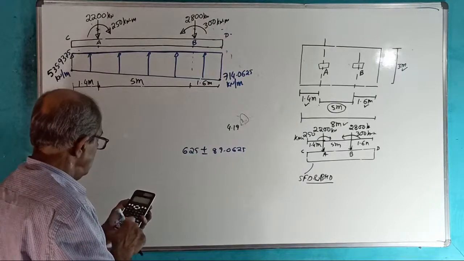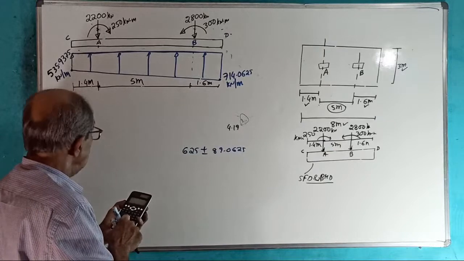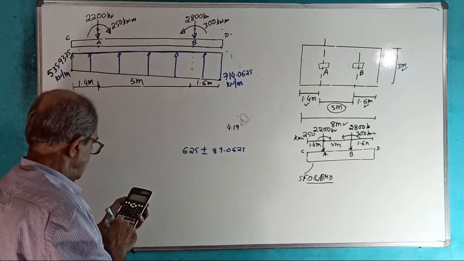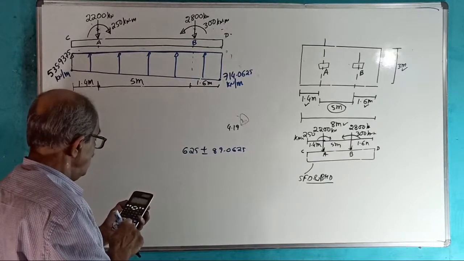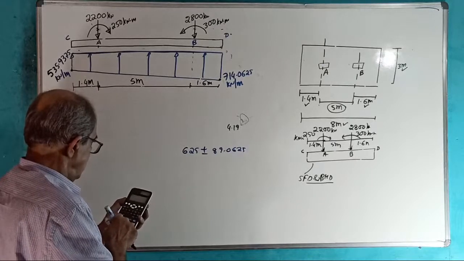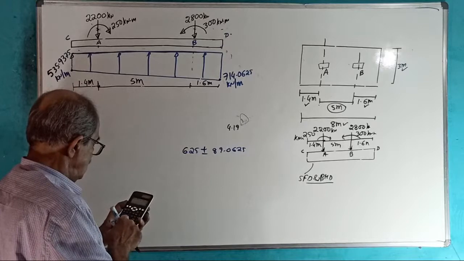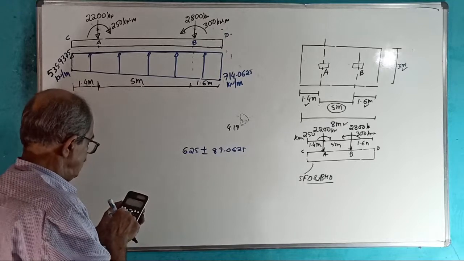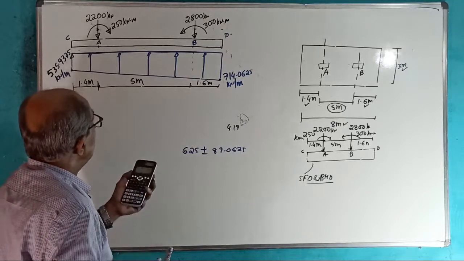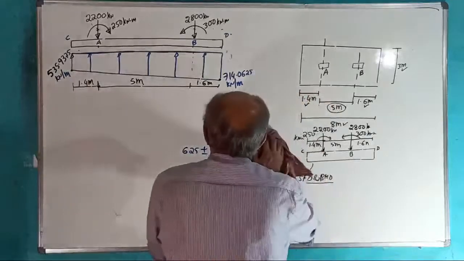5000 divided by 8 plus 5000 into 0.19 into 6 divided by 8 square. Yes, correct. 714 per. This is the question now.